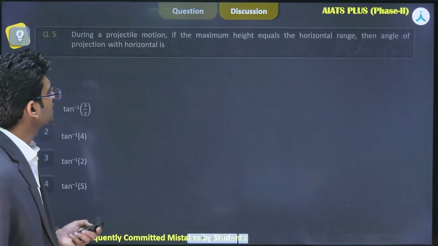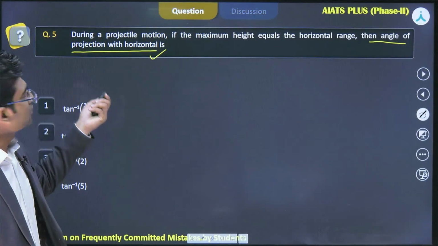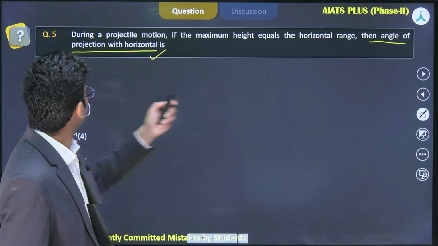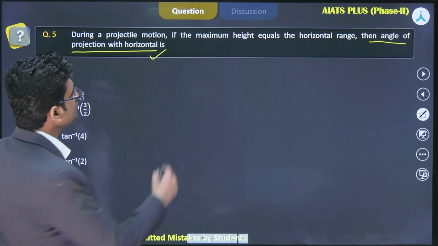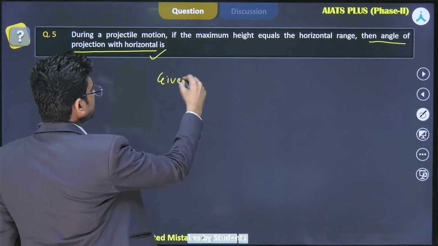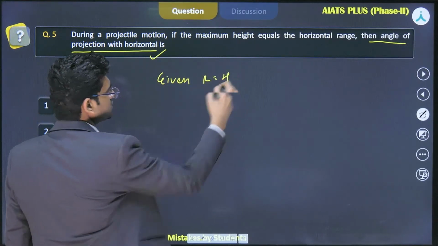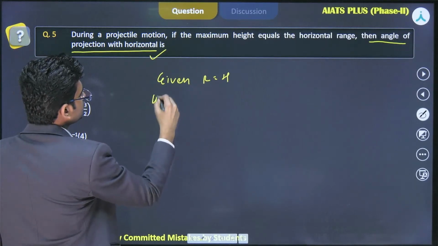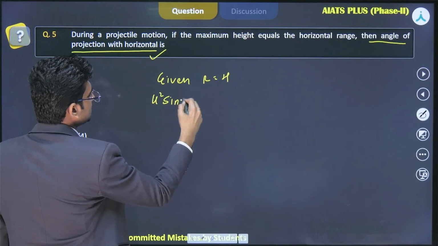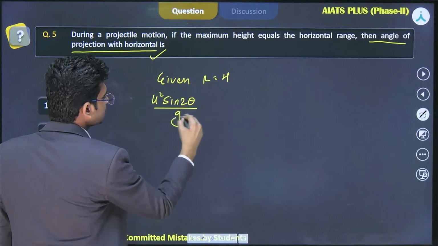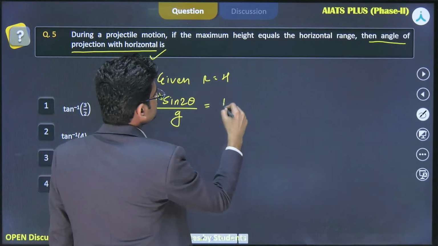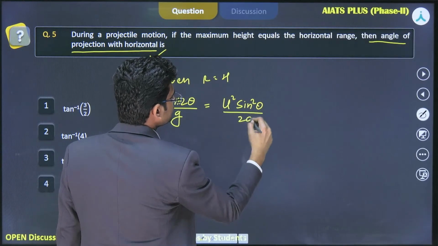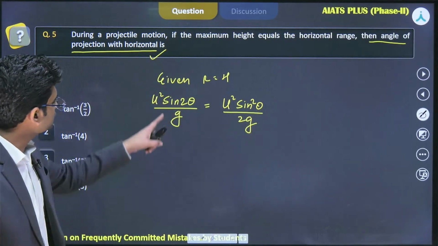Right. Now the question says, during a projectile motion, if the maximum height equals the horizontal range, then the angle of projection with horizontal is. Okay, so we are given r is equal to h. So if r is equal to h, what is the formula of r? That is u square sine 2 theta by g. What about h? This is u square sine square theta by 2g. Right. Now I have to solve this.